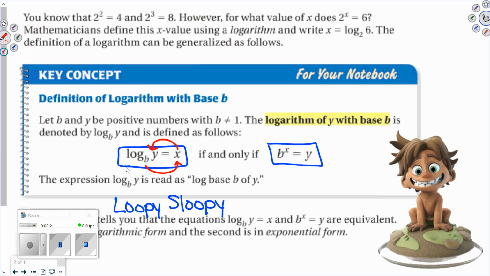Same idea if I'm going from here back to this version. I would write log, because I know I'm switching it back to a log. The b, then the y, then the x. It's the order in which I write them. It'd be log base b of y equals x. That's exactly where I came from. So, loopy swoopy, and it'll make much more sense when I start throwing actual numbers at you.